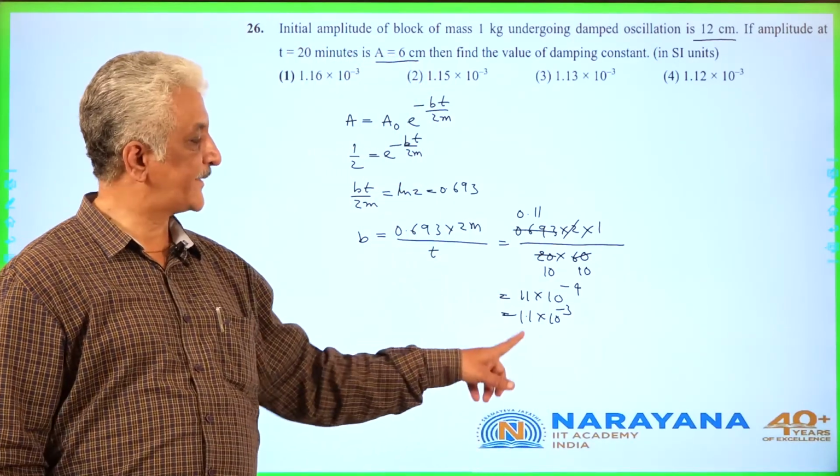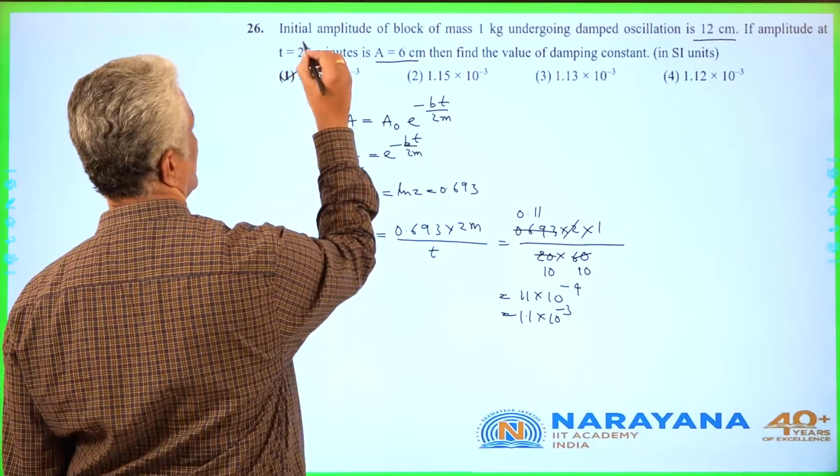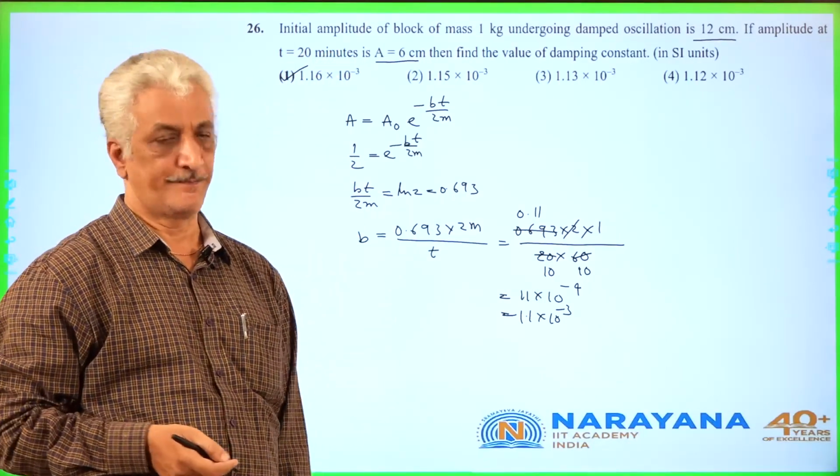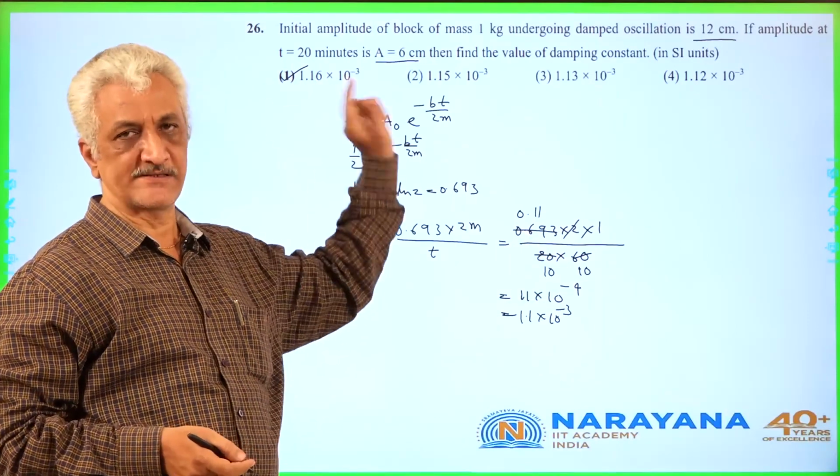If you go for this 1.1, and take one more digit into consideration, definitely the answer will be 1.16 into 10 power minus 3. You can take the ratio 0.693 by 6. If you do that here, we will get 1.16.